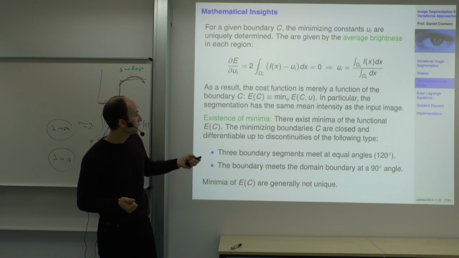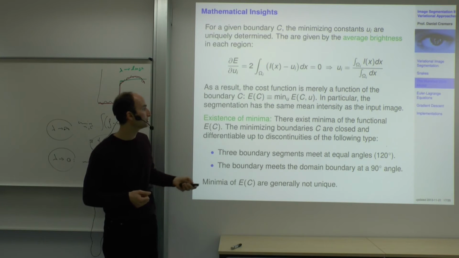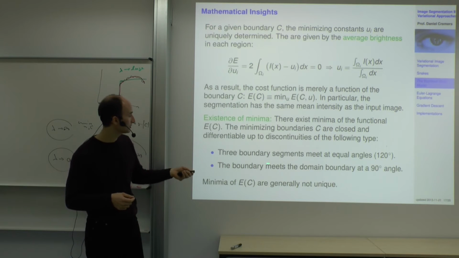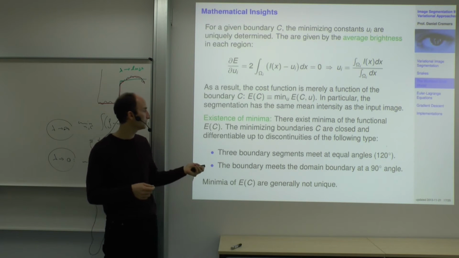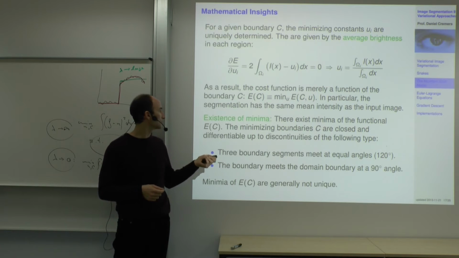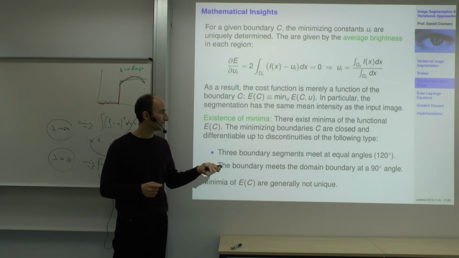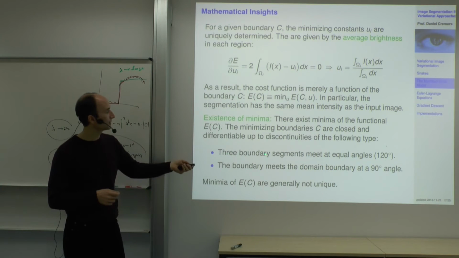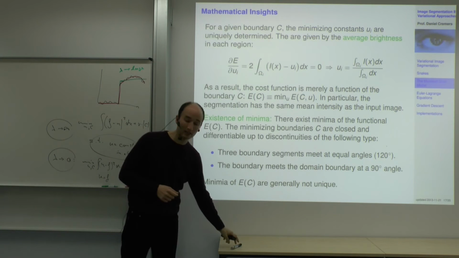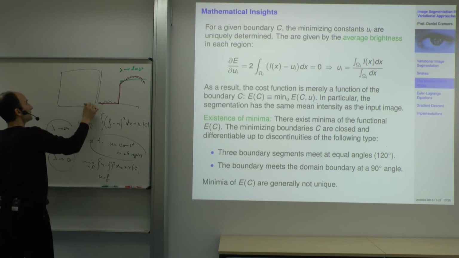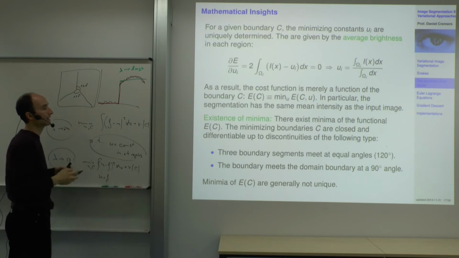So as I said, these results were proven in many papers, starting with the original Mumford-Shah paper. For example, one result you find in the original Mumford-Shah paper is that the boundary is continuous and closed and differentiable, except for these two exceptional cases. One is that three boundary segments meet at equal angles. So if you have a segmentation in the image with three boundaries meeting, then they meet at 120 degree angles. So it's all 120 degree angles.